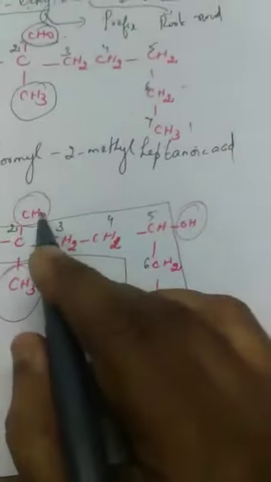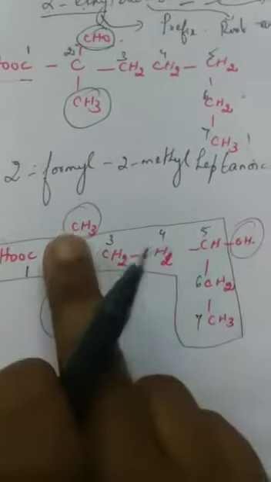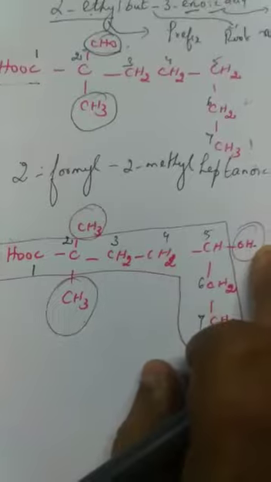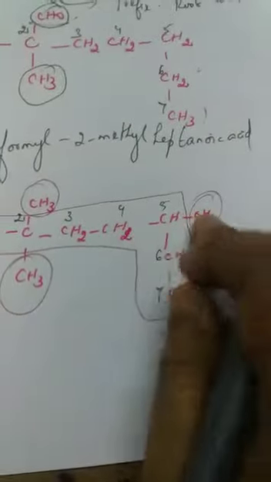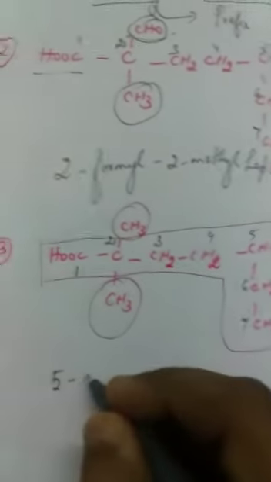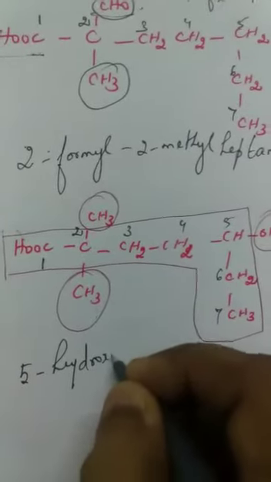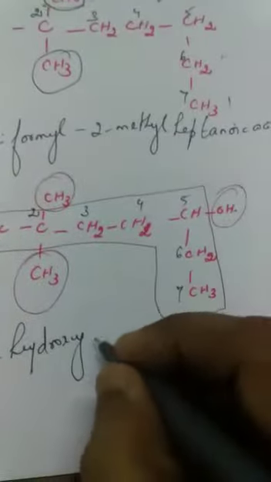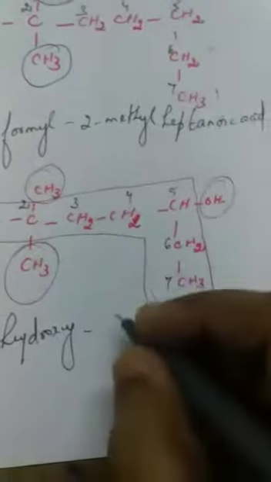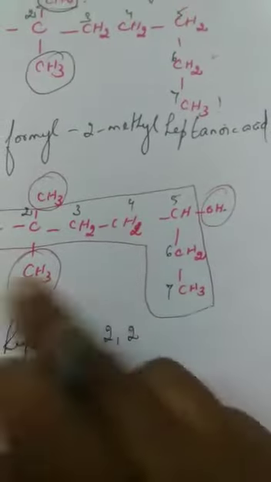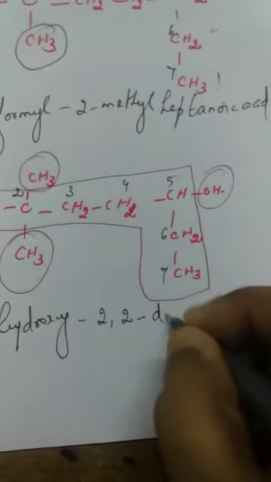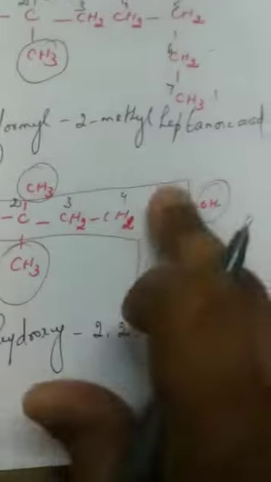Then what we have to do: first you have to mention the prefix, that is the substituent. The substituents are a methyl group and a hydroxy group. Two different substituents are present, therefore you have to write them in alphabetical order. In alphabetical order hydroxy is first. The hydroxy is attached to the 5th carbon, therefore 5-hydroxy. This one is 2. Two methyl groups are present in the second position, therefore you have to write 2,2-dimethyl.